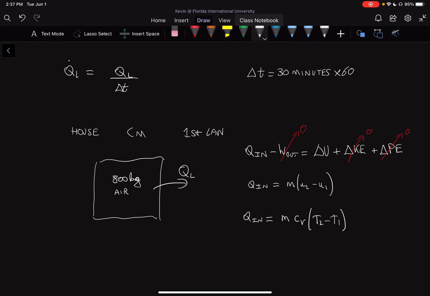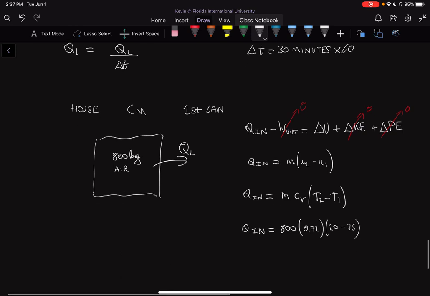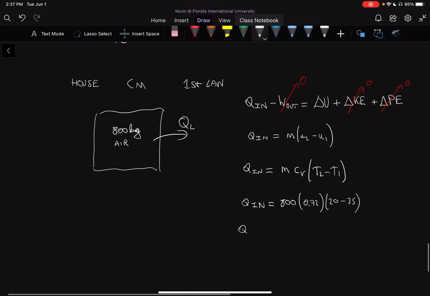And so we're given CV in the question, we're given the mass, and we're given the temperatures. So we have that Q in is equal to 800 times 0.72 times (20 minus 35). T2 is 20 degrees, T1 is 35. So we're going to have a negative Q in. So Q in is equal to negative 8,640 kilojoules.